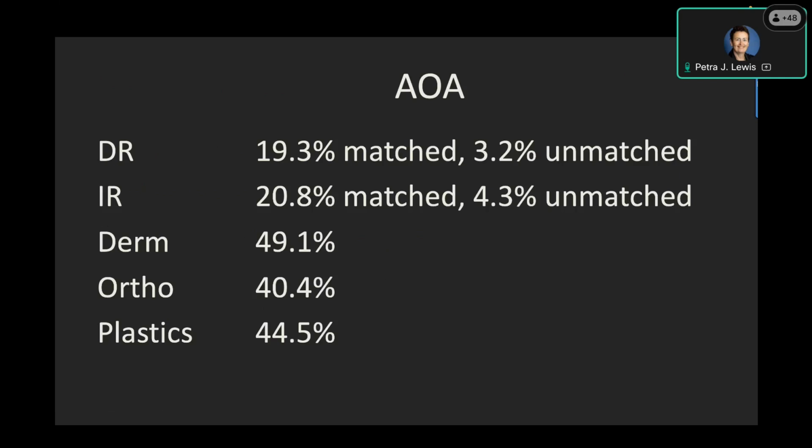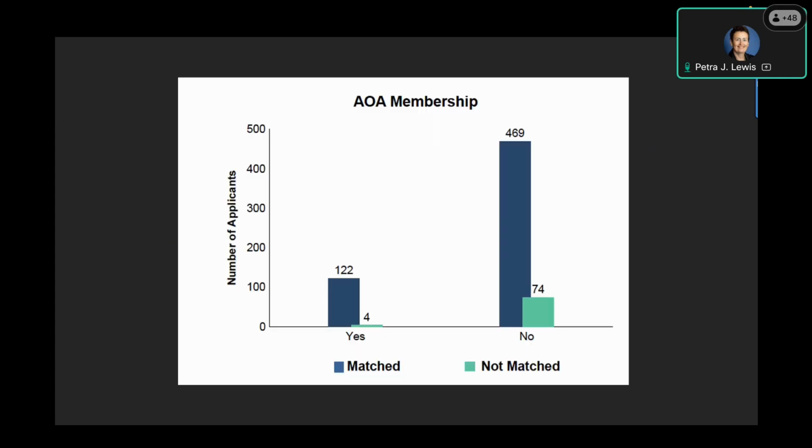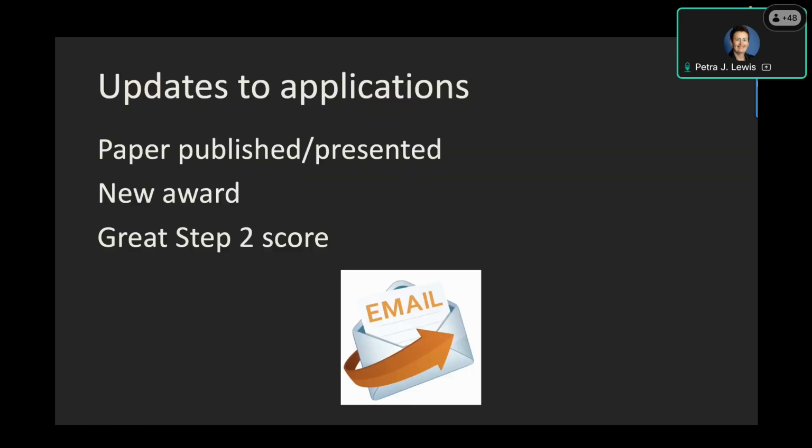By the way, radiology is the 5th most popular specialty in this last go around, diagnostic radiology. They only listed the top 5, so I can't tell you where IR was. I'm sure it's number 6. So this is for DR: had AOA, didn't have AOA. You can see it's much less important than in some other areas.